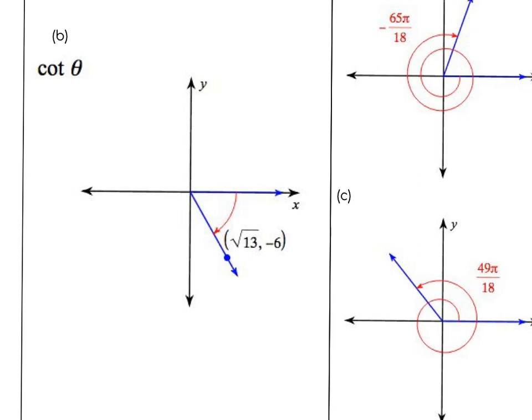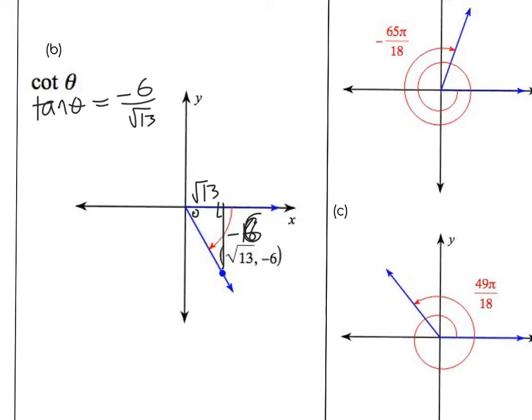Looking at B, we're looking for cotangent. And in drawing my triangle, I've got sides root 13 and negative 6. Not 16, 6. All right, I know that cotangent is the reciprocal of tangent. So let's find tangent of this angle. Tangent is opposite over adjacent. So that's negative 6 over root 13. That means that my friend the cotangent is going to be root 13 over negative 6. And I wrote 16 again. I like how I wrote that as root 6, but that's going to be negative 6.